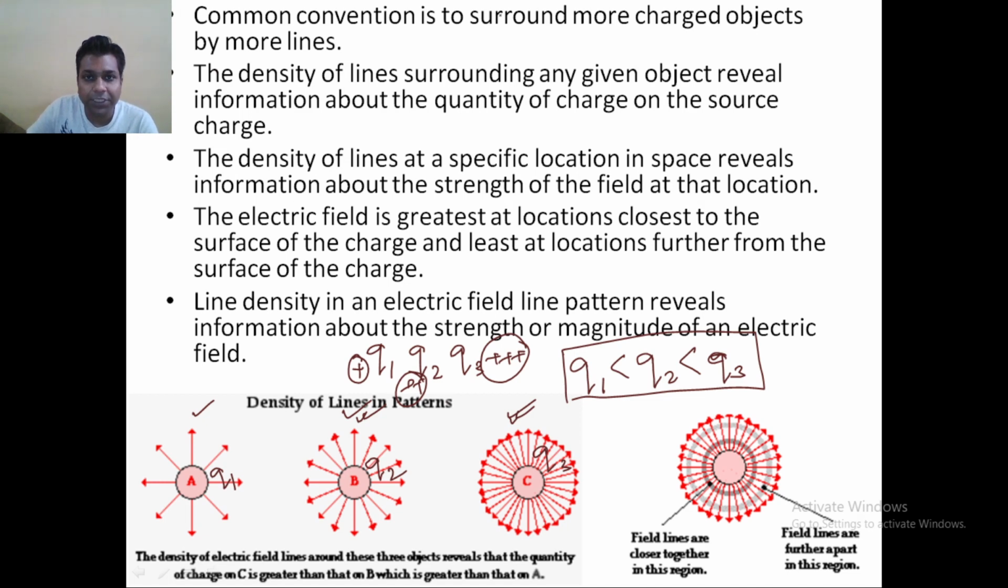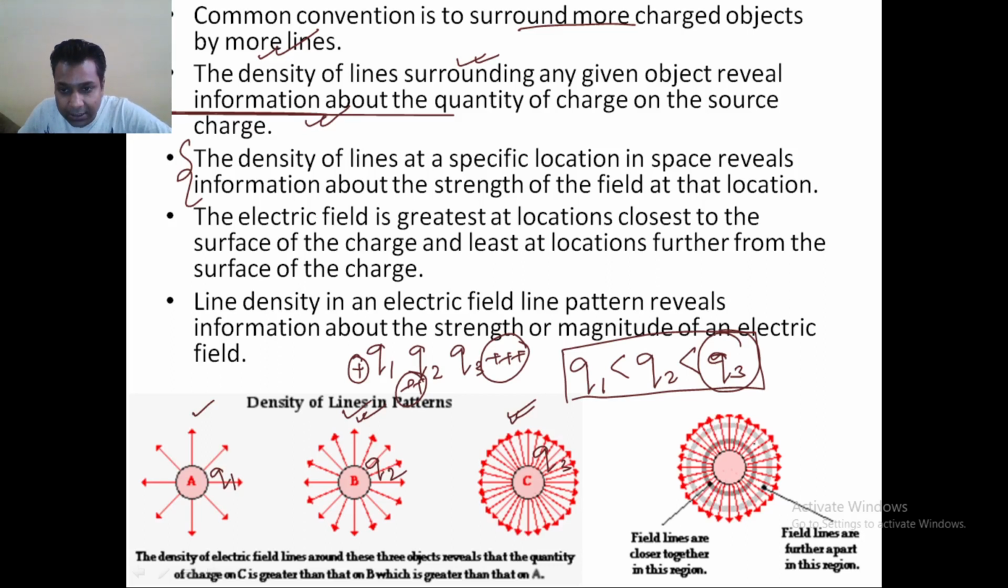The common convention is to surround a more charged object by more lines. As I told you, if Q3 is the highest, then the number of lines will be the highest. The density of the lines surrounding any given object reveals information about the quantity of the charge. So more charge, more number of lines. Now the density of the lines at a specific location reveals information about the strength of the field.